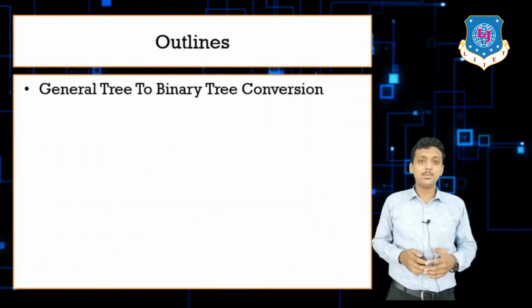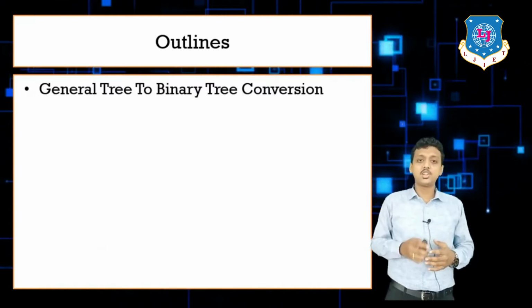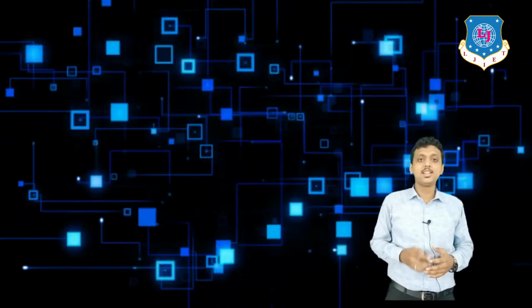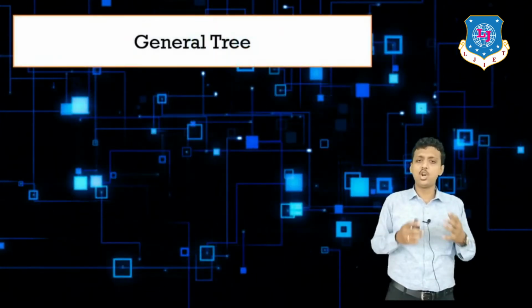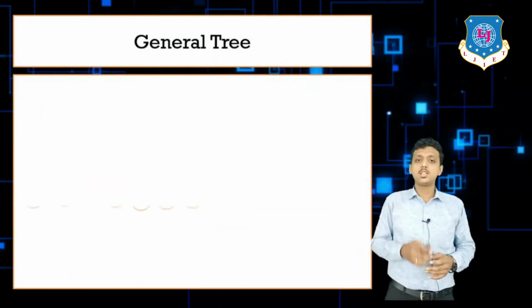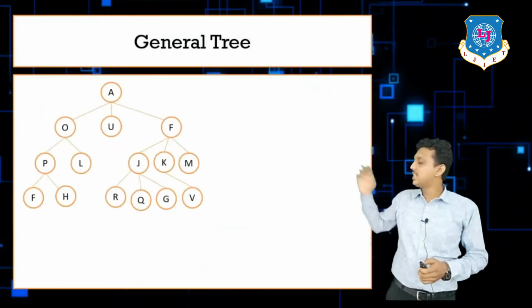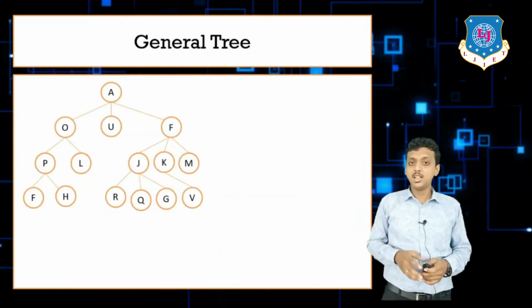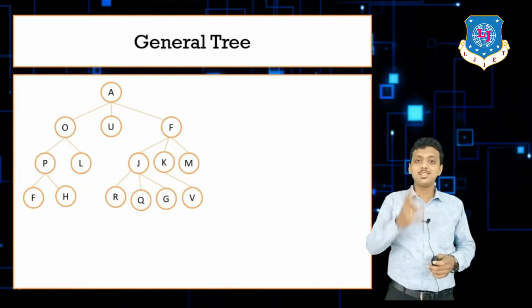The outlines are very common: general tree conversion into binary tree. So let's directly start. That's what we exactly mean by general tree. Students, if you remember or if you can see this tree, it contains a maximum of 3 children.